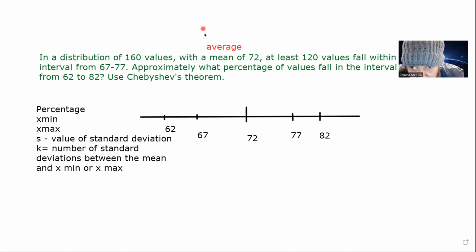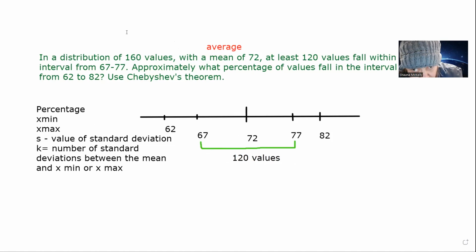The interval that we have is the interval from 67 to 77. So what I'm doing here, going to draw us a little reminder here. We have this interval here. Now we don't know this percentage, but we do know that we have 120 values in here. So the first thing we have to do is find our percentage of values, because knowing how many doesn't help us in this problem.